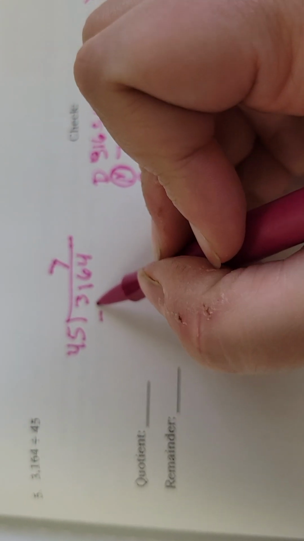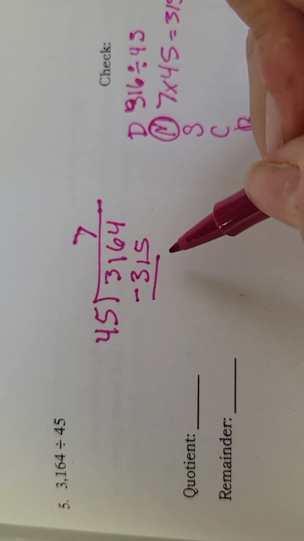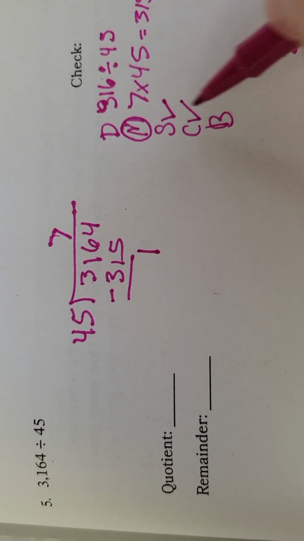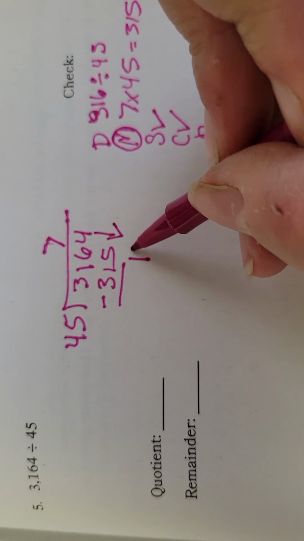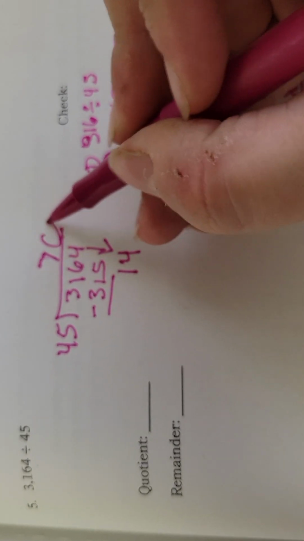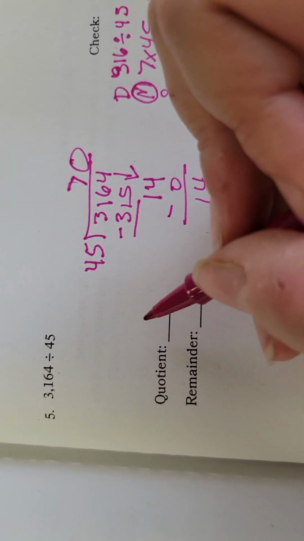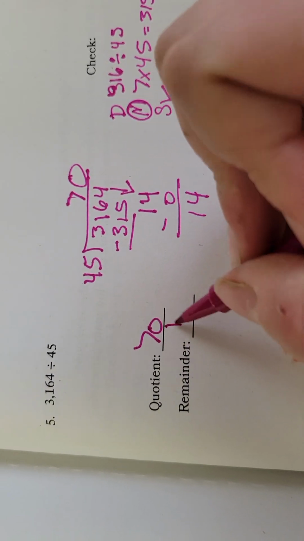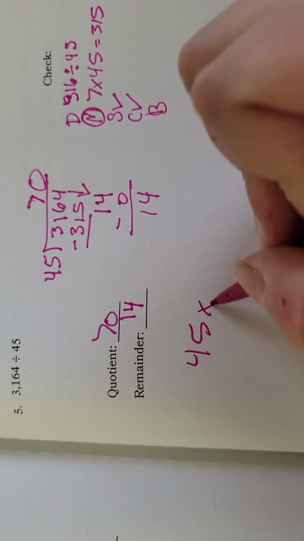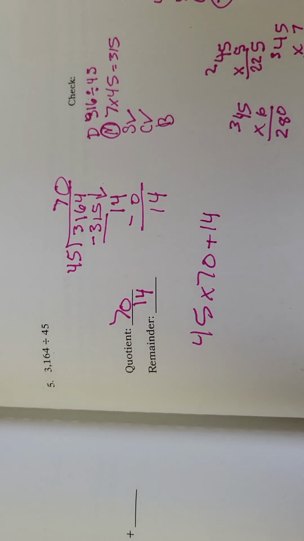So we're going to subtract it here. Sorry, it's blurry. All right, 316 minus 315, which is 1. So I subtracted. I checked. 1 is smaller than 45. B, I'm going to bring down my next number, which is 4. And now, how many times can 45 go into 14? None. So that's going to be a 0. All right, so my quotient is 70 with a remainder of 14. To check that, I would just do 45 times 70 plus 14, and it should get 3,164.